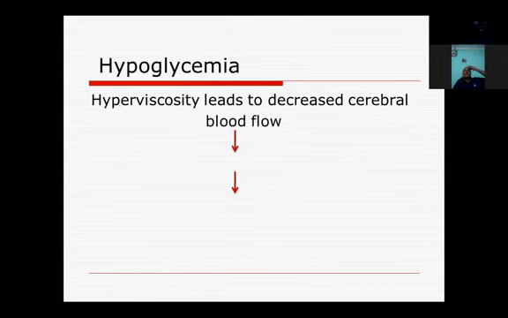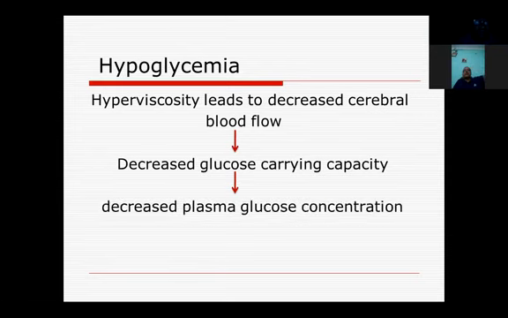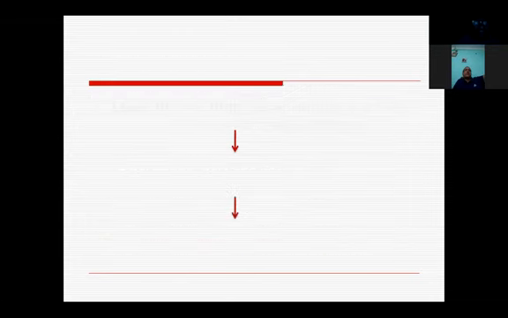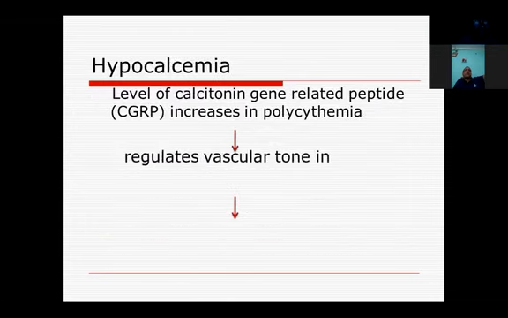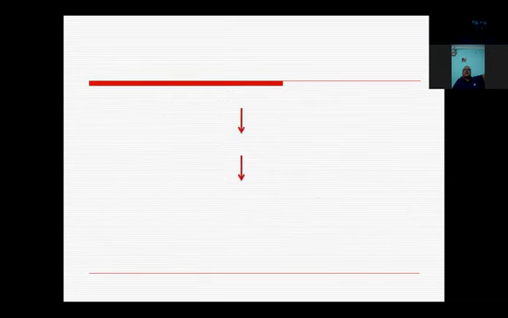Hyperviscosity will lead to decreased cerebral blood flow. This results in decreased glucose carrying capacity, decreased plasma glucose concentration, and decreased utilization of glucose in the brain, resulting in hypoglycemia. Hypocalcemia. What is the reason? The level of calcitonin gene related peptide, that is CGRP gene, increases in polycythemia. They regulate vascular tone by stimulating vasodilatation, resulting in hypocalcemia.